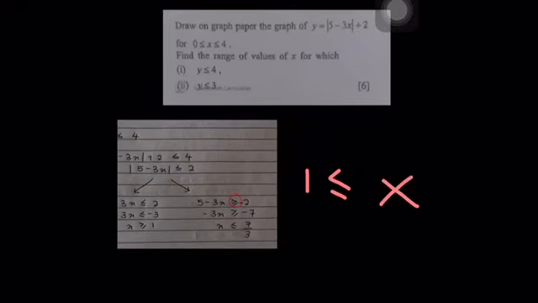Now, let's move on to the second question. Find the range of values of x for which y is less than equals to 3. So, it is just same like question 1. The absolute value of 5 minus 3x plus 2 is less than equals to 3. So, I will move 2 to the right side and it will be the absolute value of 5 minus 3x is less than equals to 1.